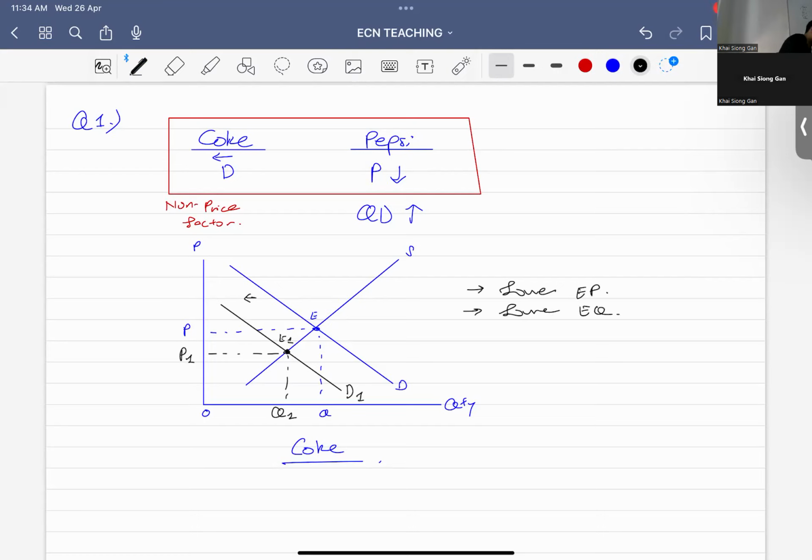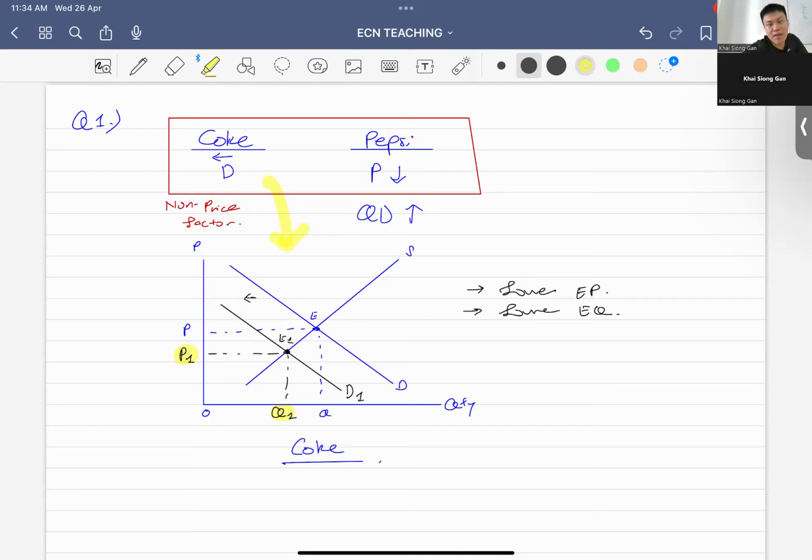Now we need to answer the question of whether it's correct or wrong. This is what we can show on the diagram: we end up with lower price and lower quantity for Coke, because now people go and buy Pepsi instead. Pepsi becomes cheaper, quantity demanded for Pepsi increases, and therefore demand for Coke falls. So the first statement is correct: a decrease in the price of Pepsi will cause the demand for Coke to decrease. Yes, this is correct.